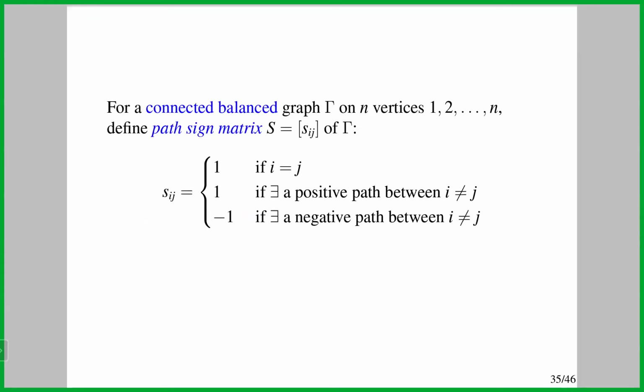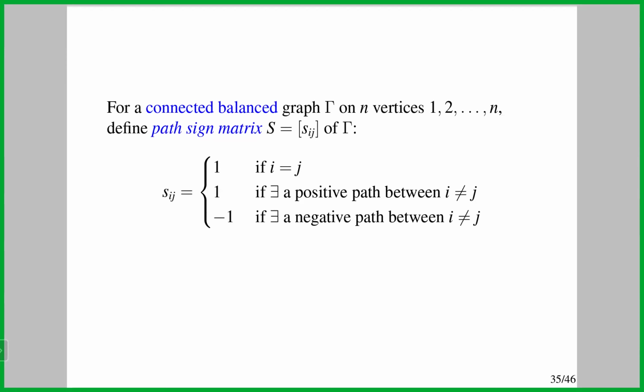Now, if you take the Moore-Penrose inverse of the incidence matrix, things are getting really complicated. But before we go there, I want to talk about a matrix which I defined, which will be useful in a couple of slides. I named it the path sign matrix because in the literature I didn't see any such thing. Path sign matrix for a connected balanced sign graph. This is an n by n matrix whose diagonals are all 1.